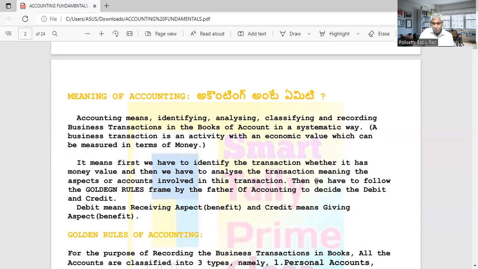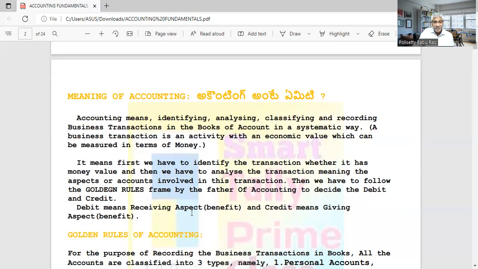So we know the two aspects. How to record these two aspects? One is the receiving aspect, the other is the giving aspect. How to record them? For that we have to follow the golden rules of accounting. Luca Pacioli, the father of accounting, framed the rules. Those rules are called golden rules of accounting. We follow them to decide debit and credit, meaning receiving aspect and giving aspect. We call them debit and credit.